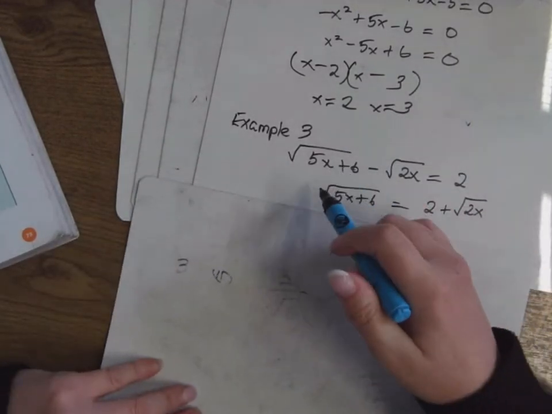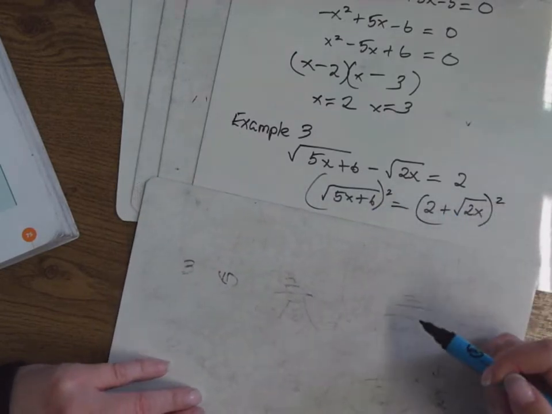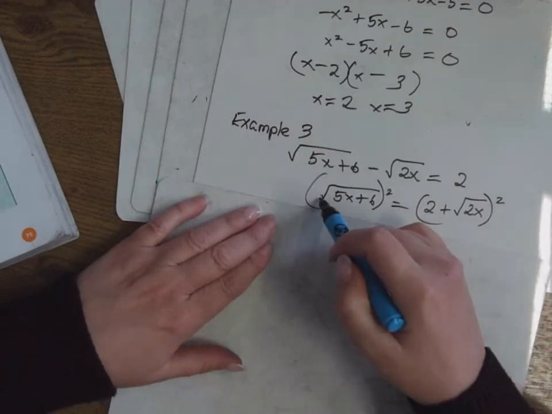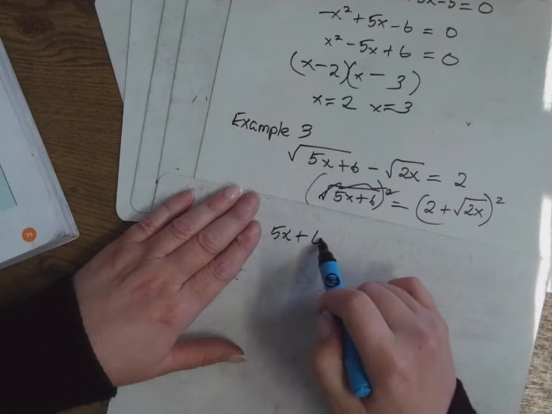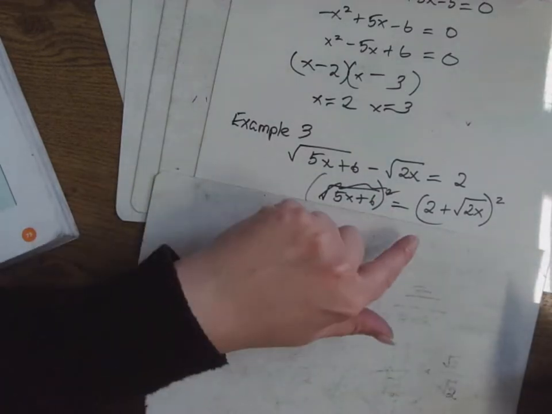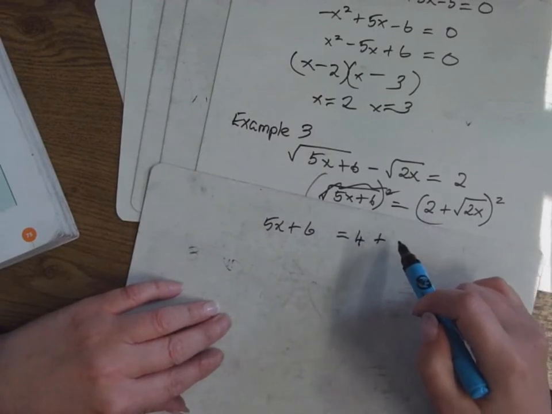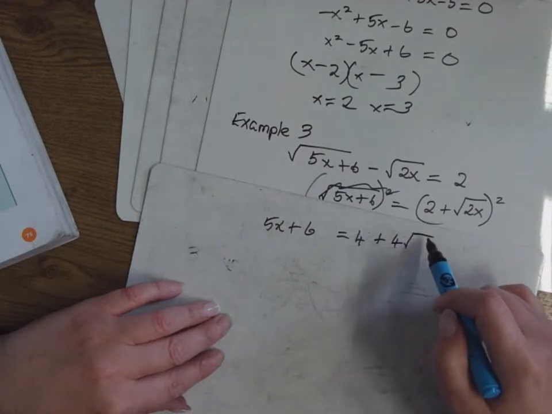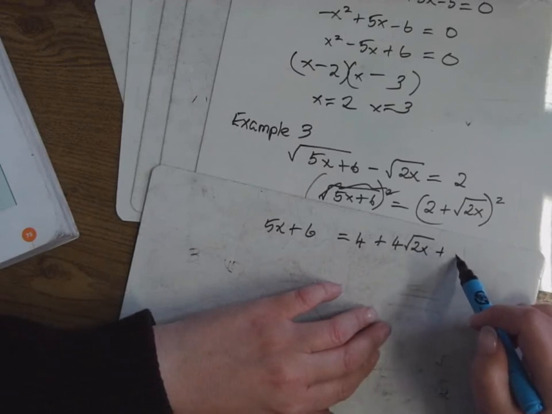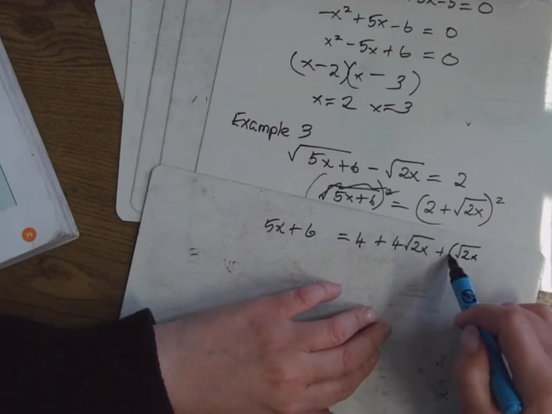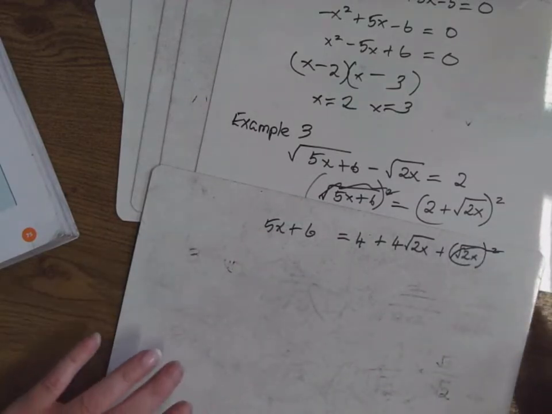So square both sides, so square this side and square this side. When you square this side, the square root sign and the square just cancel, so you get 5x plus 6. Over this side, you have to square the first, which is 2. Then it's twice the first by the second, so twice the first is 4, multiplied by the second would be 4 root 2x. Is that okay? And then I need to square the last, and square the last is just root 2x, all to be squared, so that will cancel that, won't it? So it'll just be 2x on its own.